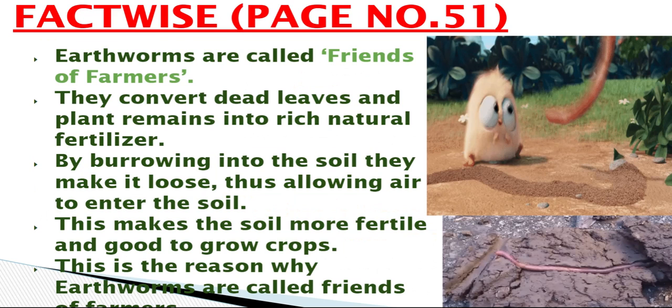You all also told me that, ma'am, every elder is always advising us to please wash fruits and vegetables, then only eat them. Why? Because farmers add artificial fertilizers also. So these earthworms make plant remains into rich natural fertilizer by burrowing into the soil. They make the soil loose, thus allowing air to enter the soil. This makes the soil more fertile and good to grow crops. This is the reason why earthworms are called friends of farmers. As you can see in the pictures, these are the earthworms.